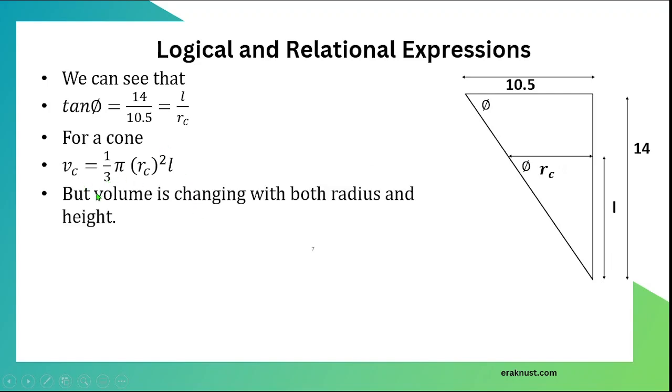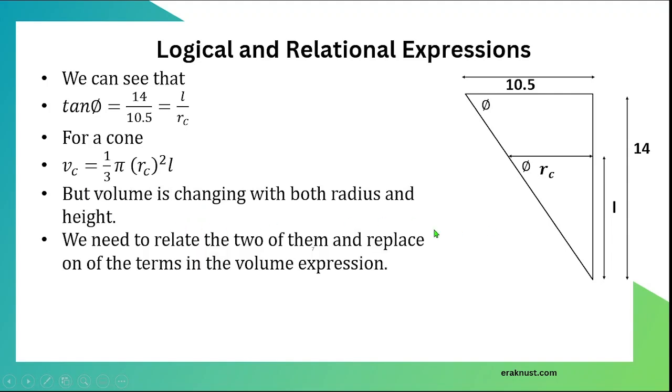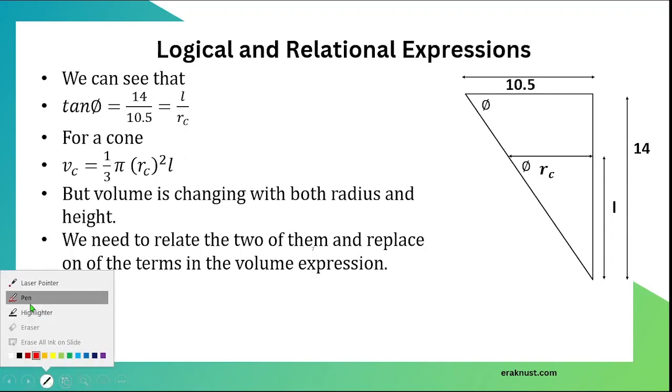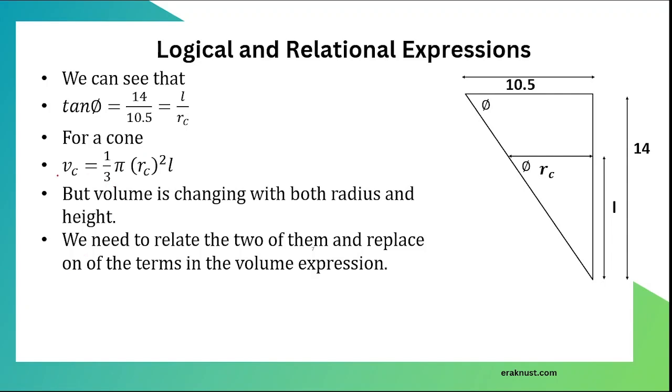Then I can also say that because the volume is going to be changing with both radius and height, I'll have to find a way to replace the two of them and place them into the volume expression. What I'm just trying to say is that in the volume expression, we have radius and we have height. Volume is dependent on both of them, but both radius and height are changing.